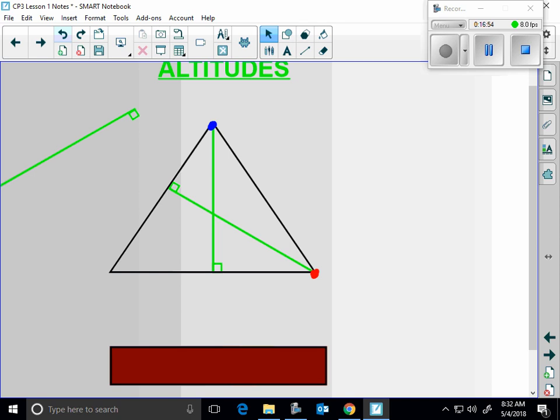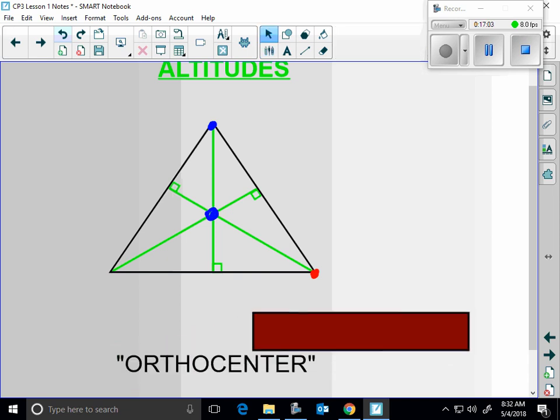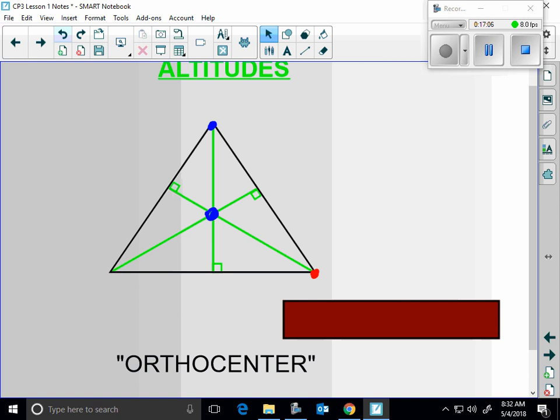And the third one will go through the opposite vertex over here. That right there, that point right there is called the orthocenter. It's formed by the 3 altitudes.